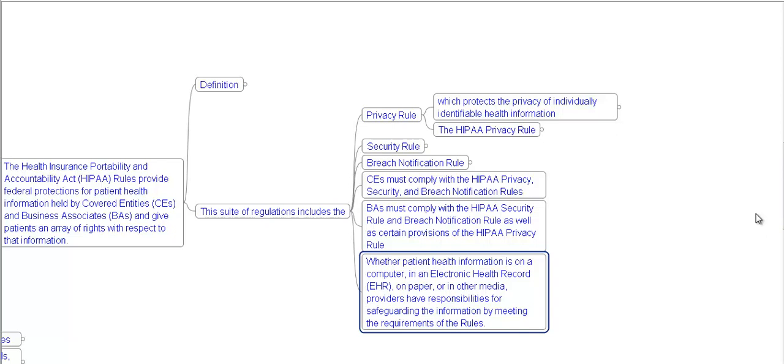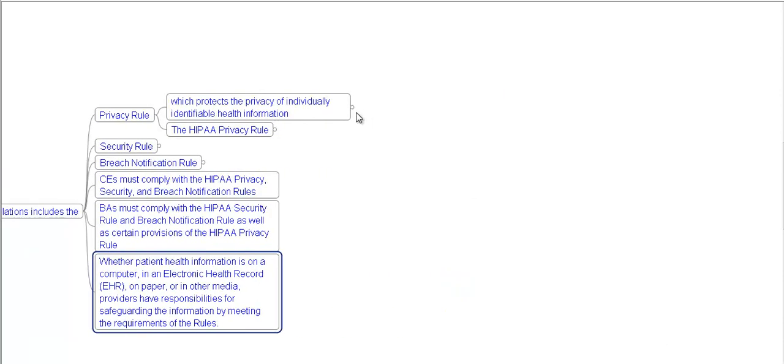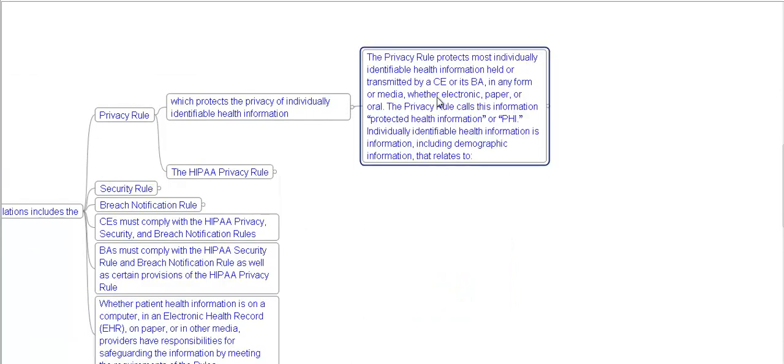The privacy rule protects the privacy of individually identifiable health information. It protects most individually identifiable health information held or transmitted by a covered entity or its BA, business associate, in any form or media, whether electronic, paper, or oral. The privacy rule calls this information protected health information, or PHI.